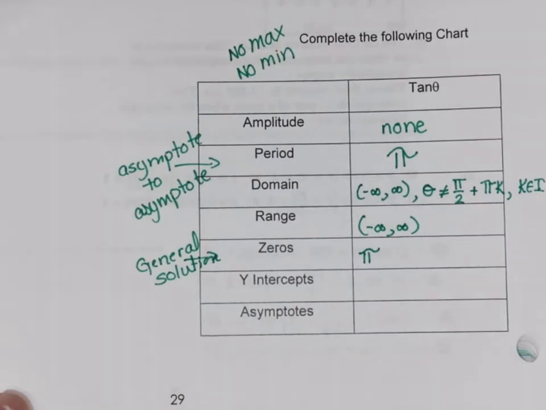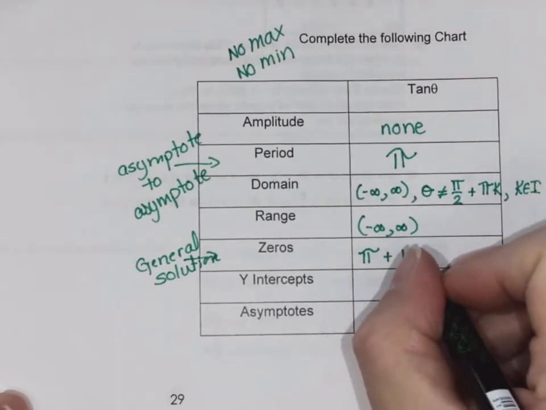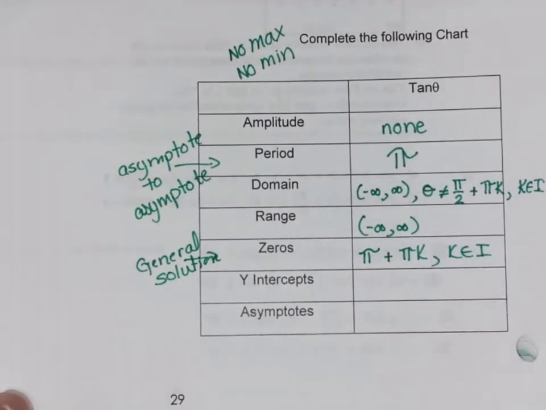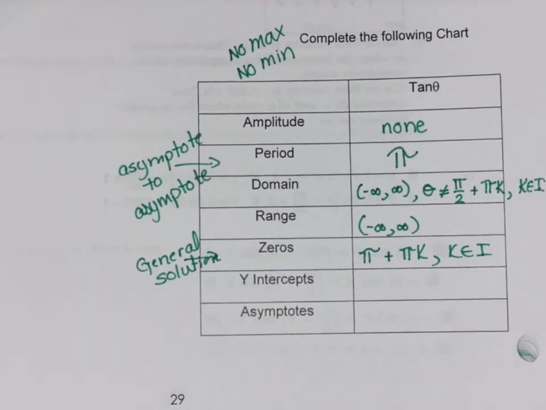Wouldn't our first positive 0 be at 0? Yes, you could totally do that too, Cam. Yeah, you could totally put 0. It kind of feels funny putting 0 plus something, but I would totally accept 0 there as well. That's a great thing about general solutions, is we can make many of them.